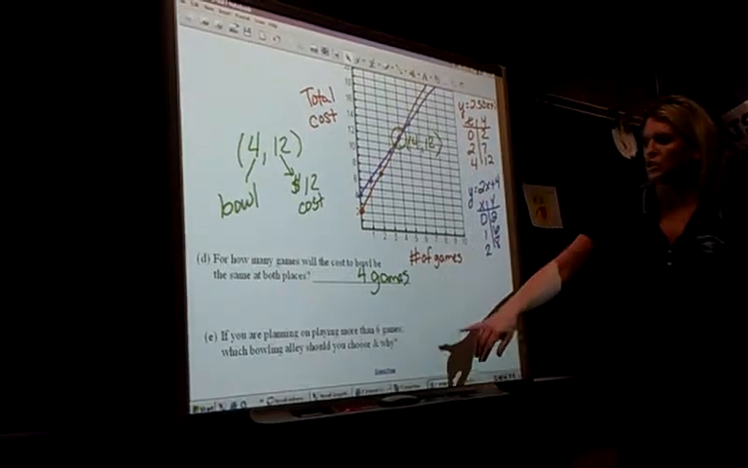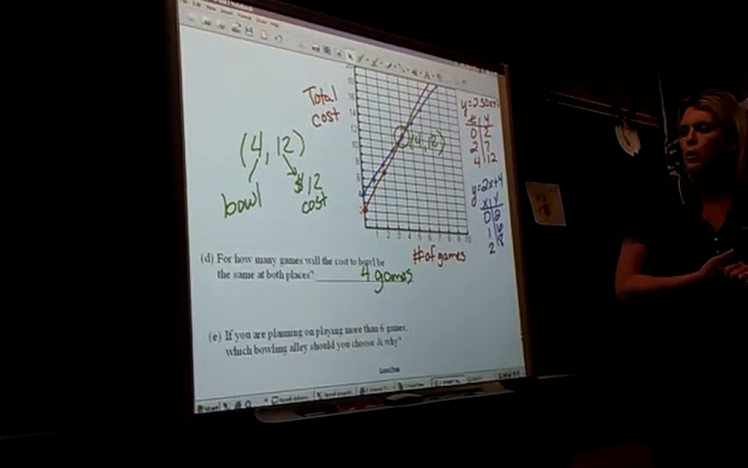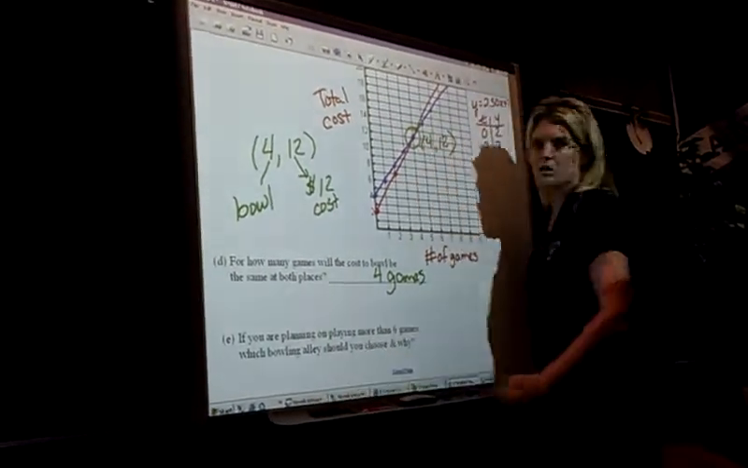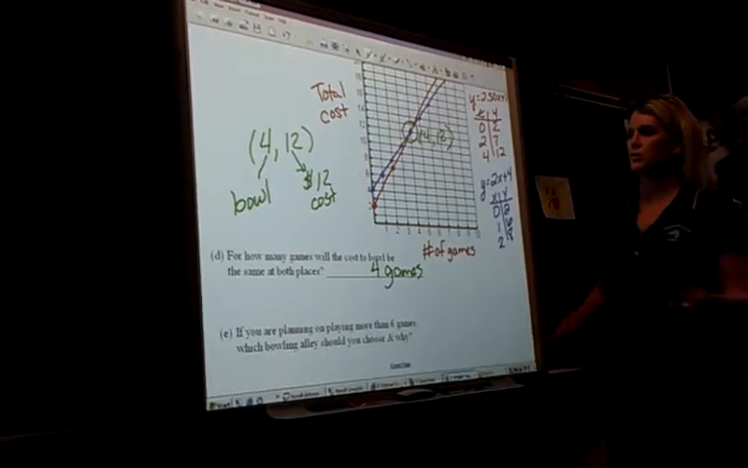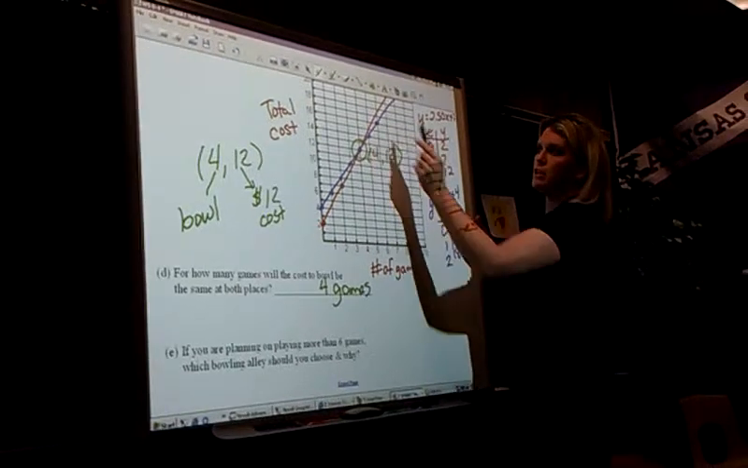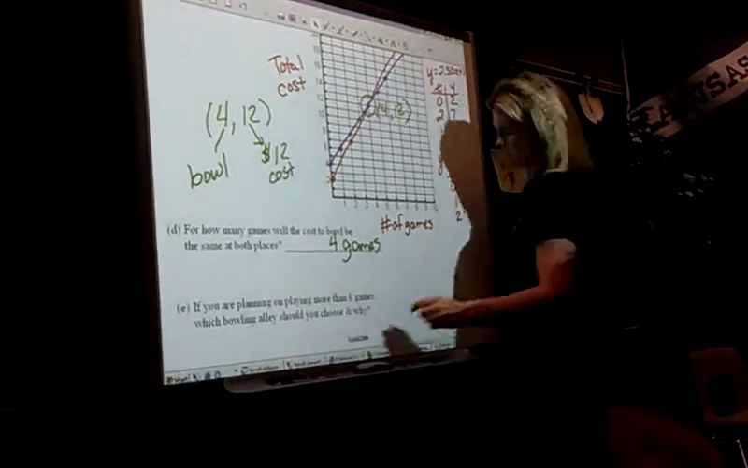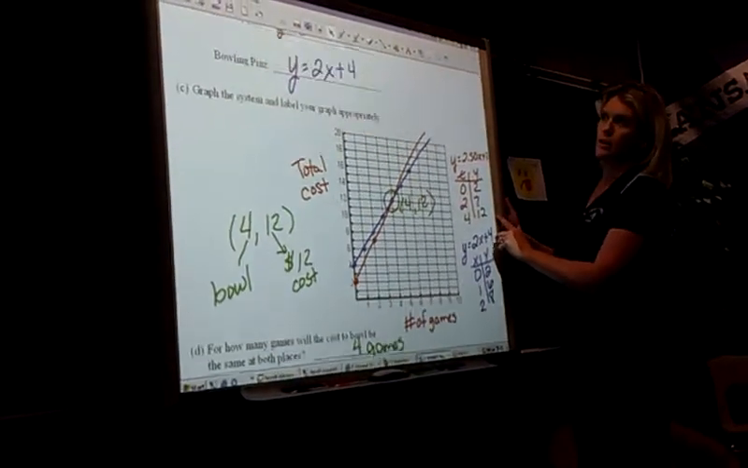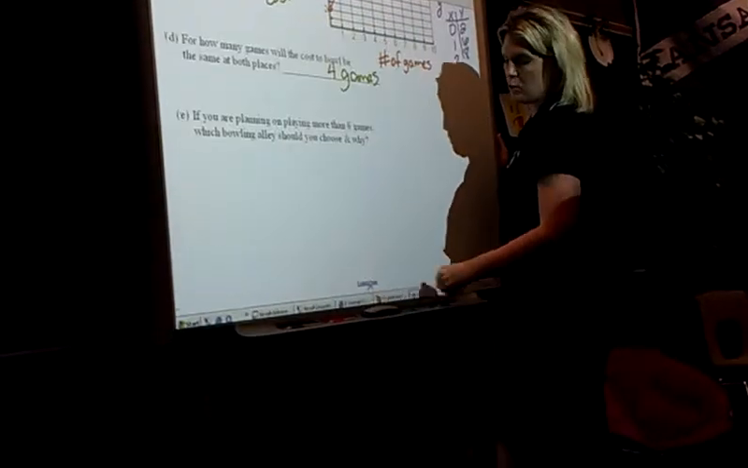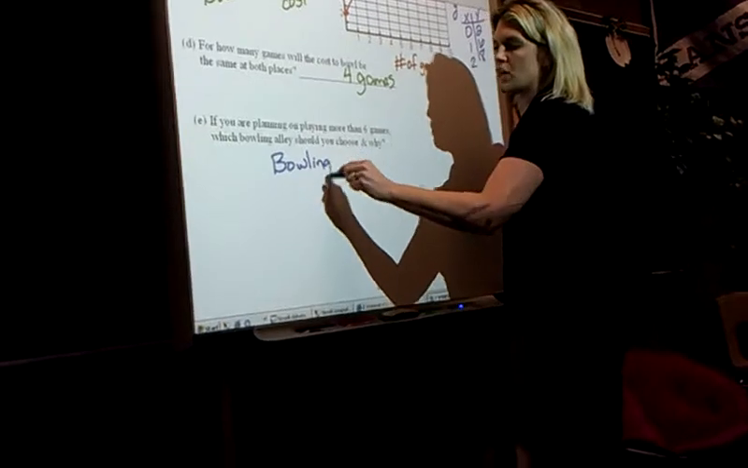Now the second question down here says, if you are planning on playing more than 6 games, which bowling alley should you choose? Are you going to want the one that's more expensive or cheaper? Cheaper. So if I go over here to 6 and I go up, the first one I run into is this blue line, 2x plus 4. Which one was that? Bowling Pins. So if I'm bowling 6 or more games, Bowling Pins is where I want to go because it's cheaper.